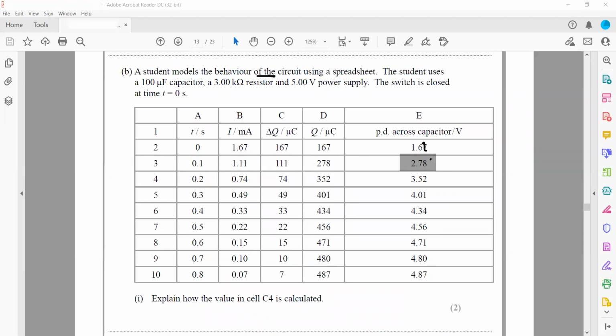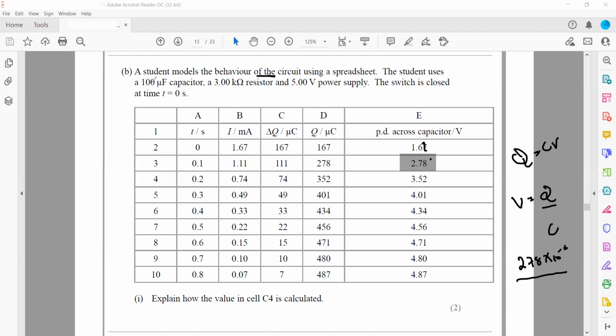And this is the voltage. So we have the formula, Q equals CV. So Q equals C multiplied by V. So V is the voltage, which equals Q divided by C, where Q is the charge, that is 278 microcoulomb. So 278 microcoulomb, 10 to the power minus 6, divided by capacitance.